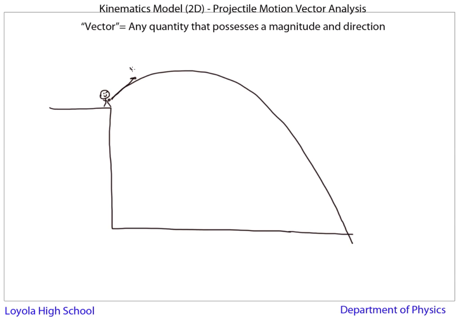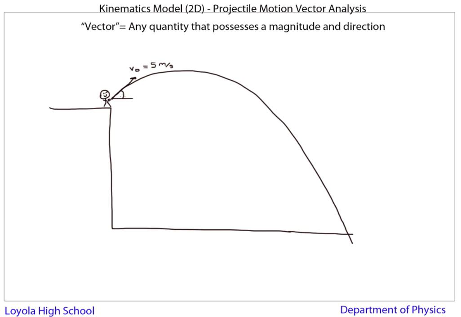In physics, we use vectors to represent velocities. And what's a vector? Well, a vector is any quantity that possesses a magnitude and direction, like you see here. So the velocity here, I'll say is just 5 meters per second. And that's the magnitude, how fast I throw it. The other piece of information is at what angle do I throw it.